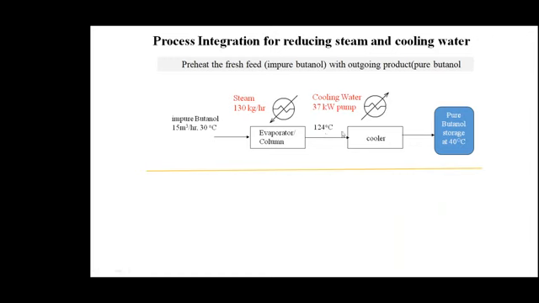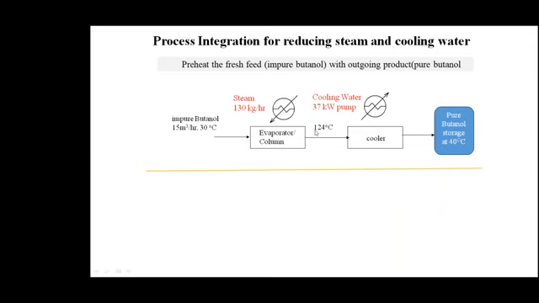Then we cool it, and we get pure butanol. All the impurities are removed. Only the pure butanol is coming here. And this has to be stored at 40 degrees centigrade. So the 124 degrees is to be cooled and stored at 40 degrees. Now in this process, interestingly, the impure butanol is coming at 30 degrees. You are heating it to 124. Again, you are cooling it to 40 degrees.